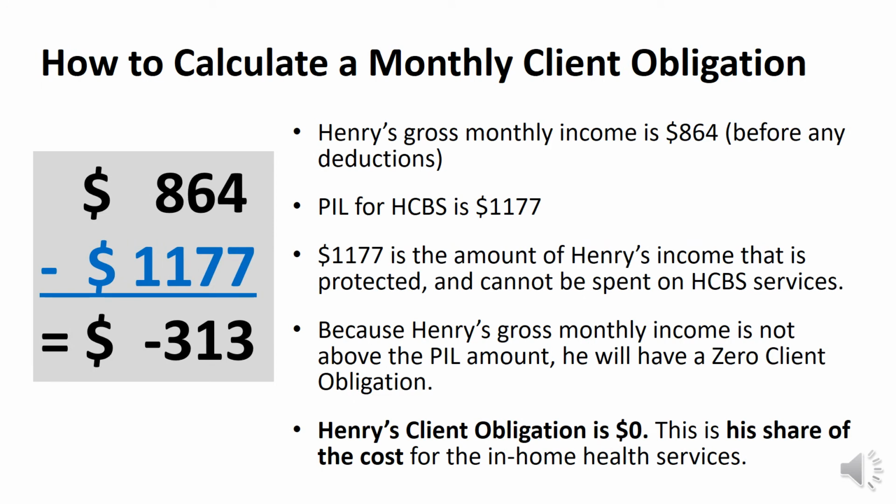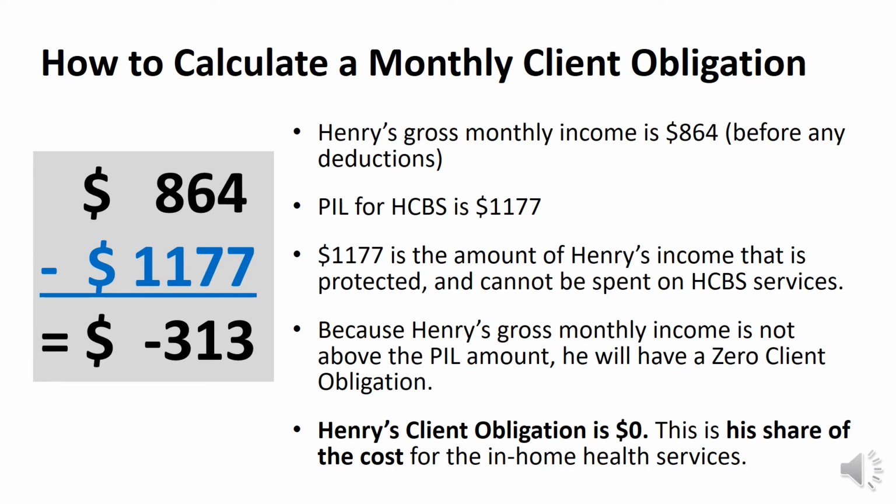Let's do another example of how to calculate a monthly client obligation. Henry's gross monthly income is $864 per month before any deductions. The protected income level for HCBS is $1,177. So again, that is the amount of his income that is protected and cannot be spent toward his HCBS services. Because Henry's gross monthly income is not above that protected income level amount, he will actually have a zero client obligation. Henry's client obligation is zero.